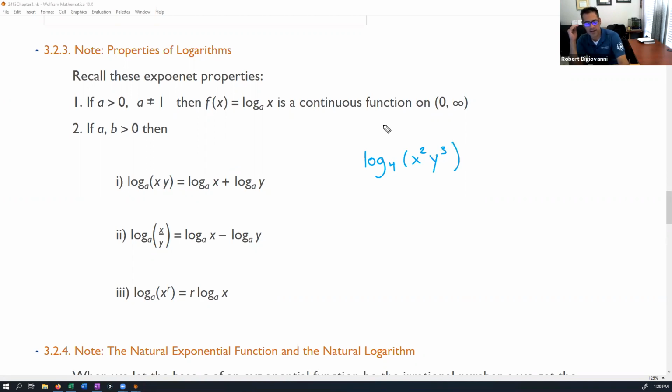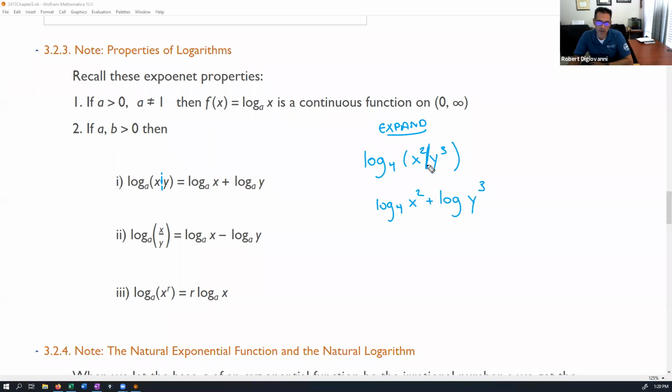You're asked to expand this. And so you use these properties. Like this property here says, if you have two things being multiplied, that you can split it into 2 logs. So I can see I have multiplication here. So I can split this into 2 logs with addition between them.